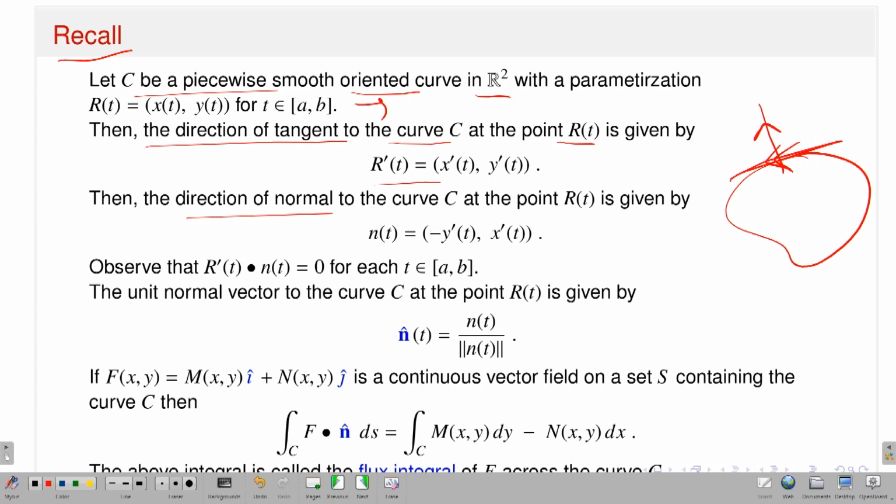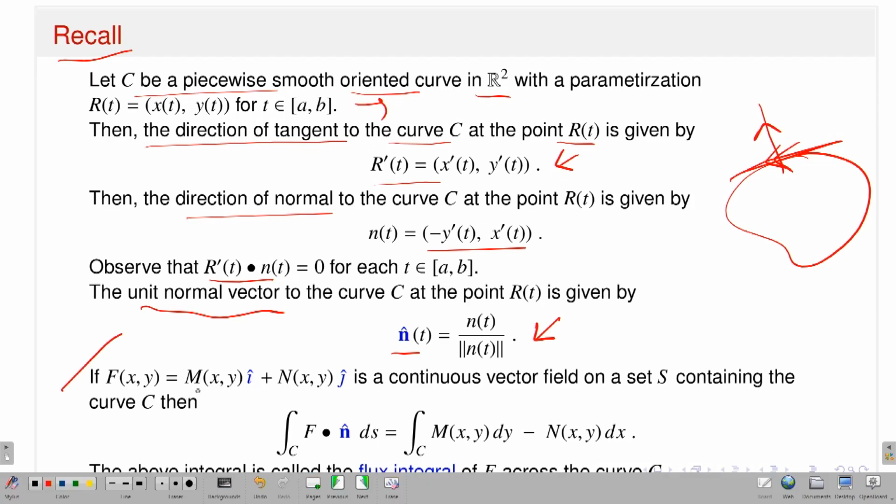What is the tangent vector? Tangent vector is r prime t, that is x prime t, y prime t, the derivative of x and derivative of y. Then what is the direction of the normal? It should be perpendicular to the tangent. So, if I calculate it, it should be minus y prime t, x prime t. Observe that r prime t dot n t is equal to 0 because the tangent is perpendicular to the normal. So, the unit normal vector, you just divide by the norm of n t. Therefore, n cap I am defining as n t by norm of n t.